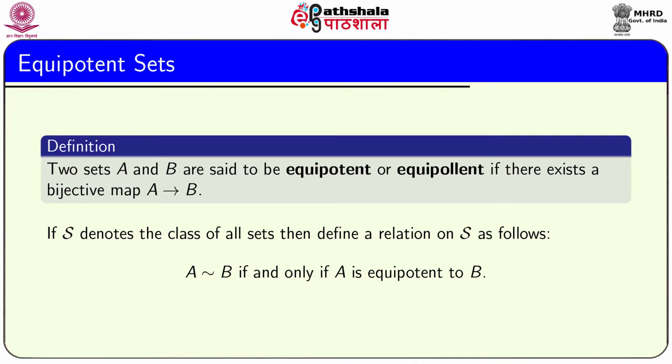So, we want to pair off each element of one set with an element of the other set. For that matter, we introduce equipotence of sets. Two sets A and B are said to be equipotent or equivalent if there exists a bijective map from A to B. If S denotes the class of all sets, then define a relation on S as follows: A is related to B if and only if A is equipotent to B.